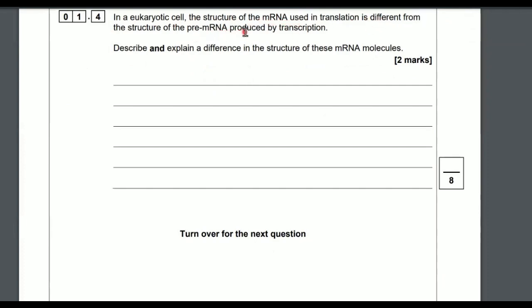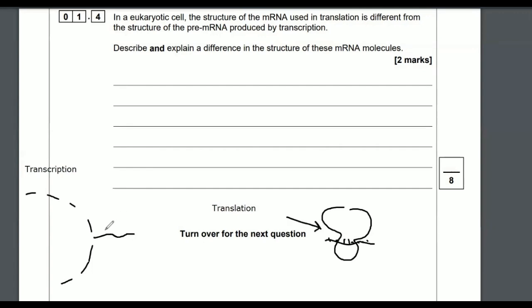Okay, let's zing. 1.4. In a eukaryotic cell, the structure of the mRNA used in translation is different from the structure of pre-mRNA produced by transcription. So you've got to remember transcription and translation. Translation happens later. That's the bit where the mRNA attaches to the ribosome.